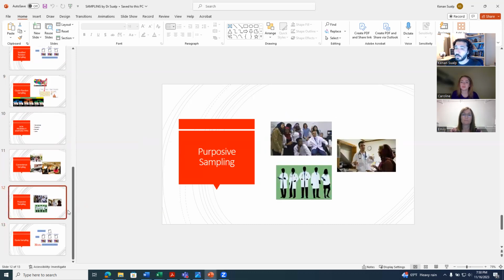Purposive, also we have snowball. Sometimes snowball is considered under purposive strategy. Sometimes it's considered as a separate strategy. I will accept both, whichever you feel easier.